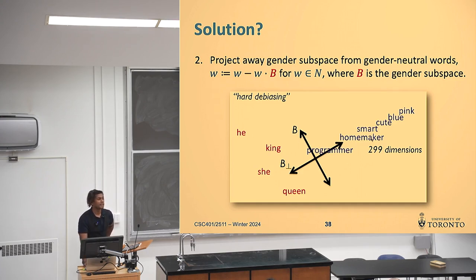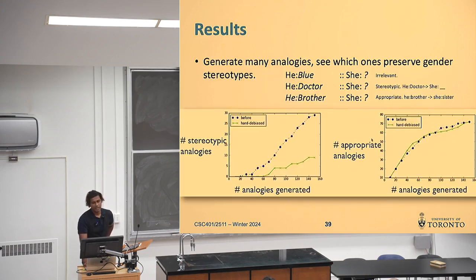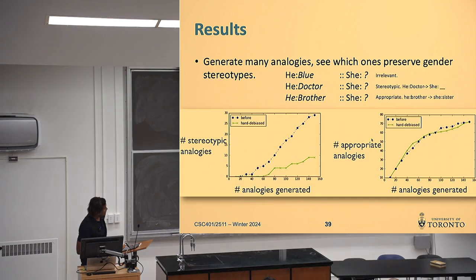Now remember that, again, there are certain gender definitional words that we want to show bias. For example, if it's a brother or if it's a sister, we want them to have that bias. So essentially, doing hard debiasing like this achieves the desiderata: the stereotypical analogies are suppressed by the green line, but the appropriate analogies like he, brother, she, are maintained.